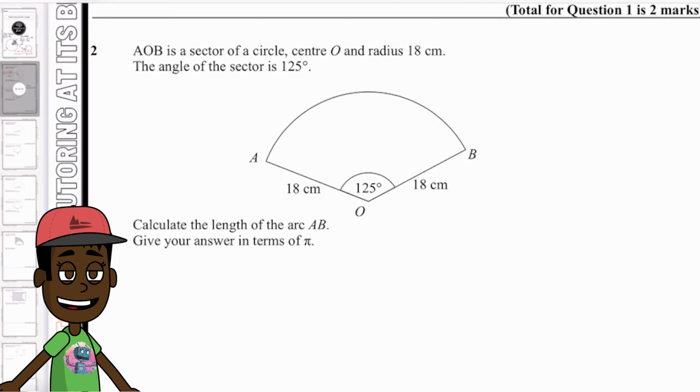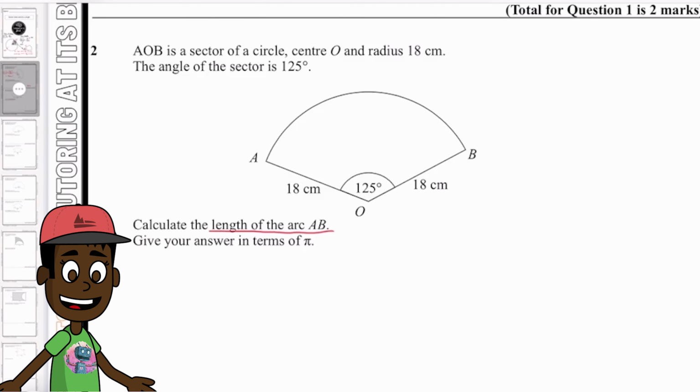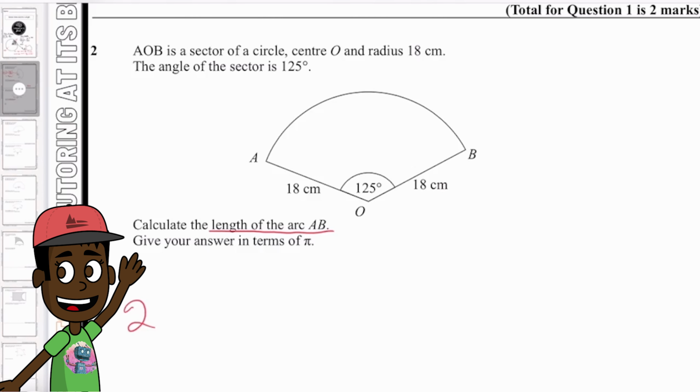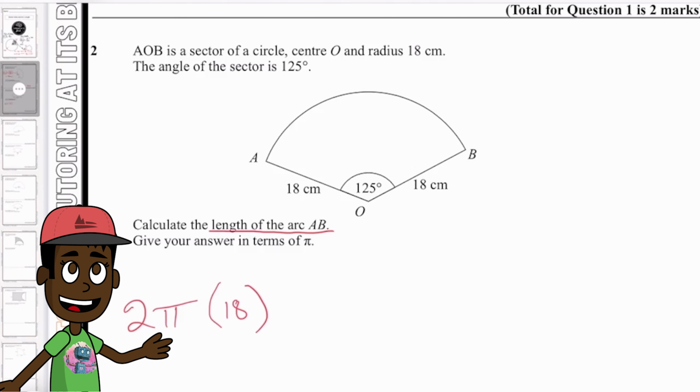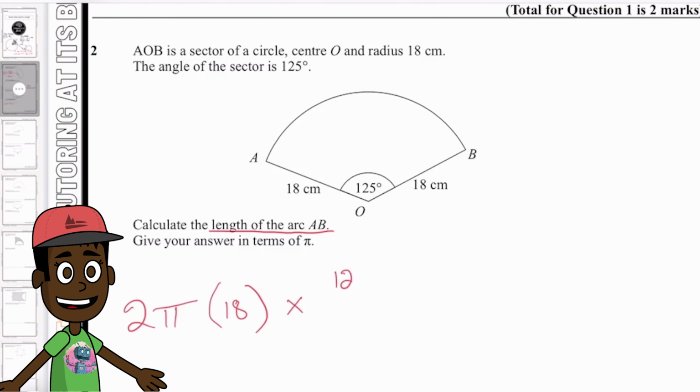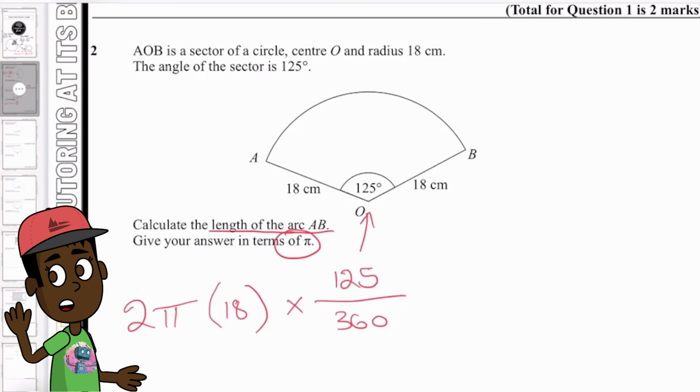But in question 2, they're now asking us to work out the length of the arc. So again, we know we will be using 2 pi r here. So again, we take the same approach where we have 2 times pi times 18, and this time I can put 18 in brackets here. It does the same thing as using the multiplication sign. So 2 pi r multiplied by our angle, which is 125 degrees, over 360. And now they want us to give the answer in terms of pi.